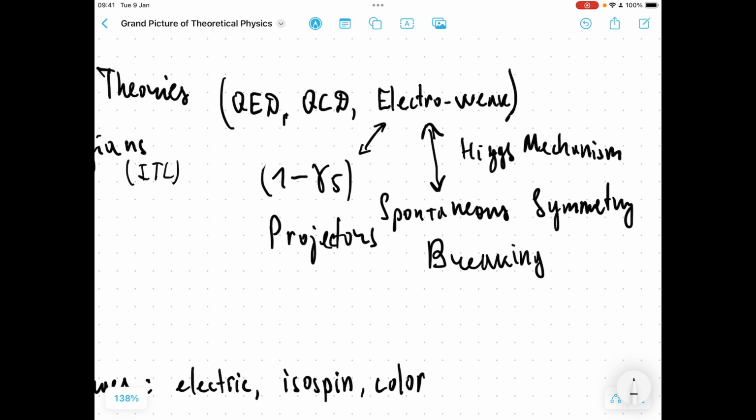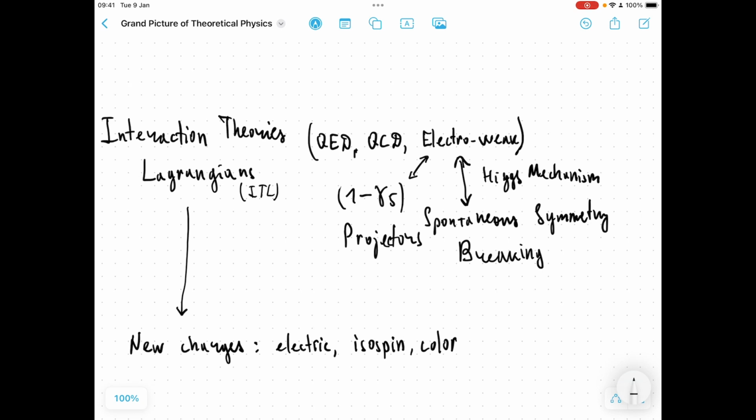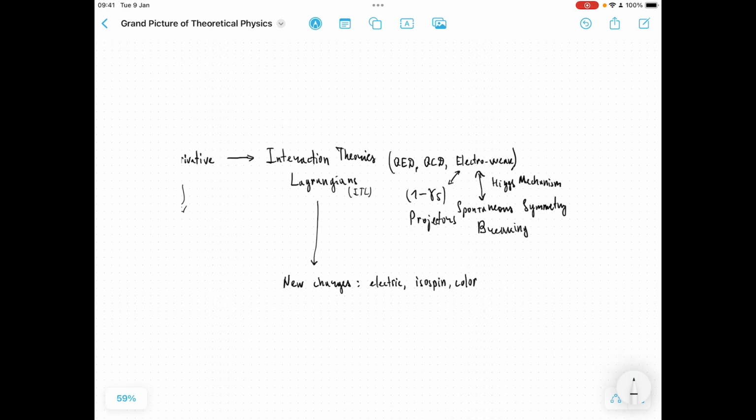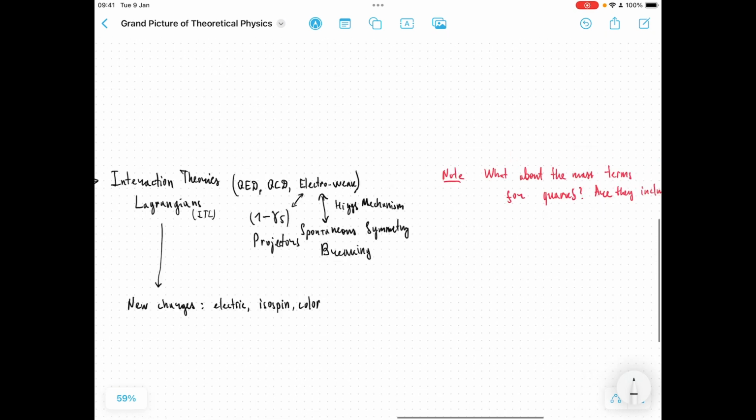And we need to assign the mass for the quarks and for the fermions. So we are introducing the Higgs mechanism and spontaneous symmetry breaking to introduce these mass terms to the Lagrangians. And we also obtain the new charges from that. So we are getting electric charge, isospin, and color. So basically we are getting 3 more labels to label our fermions, our particles here. And bosons also, of course.